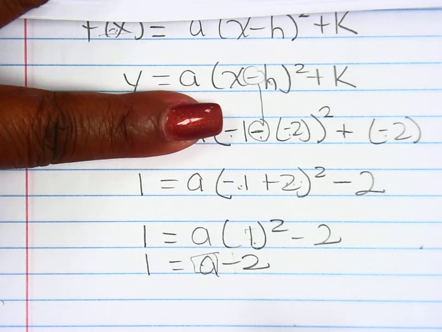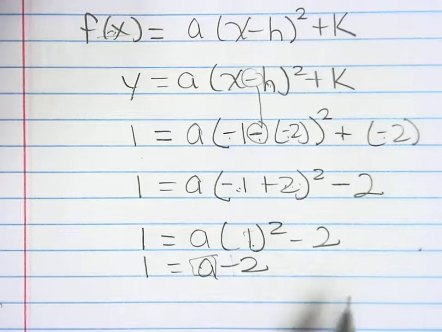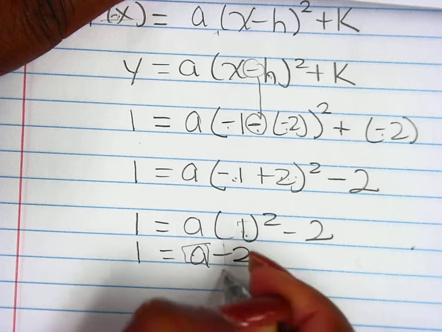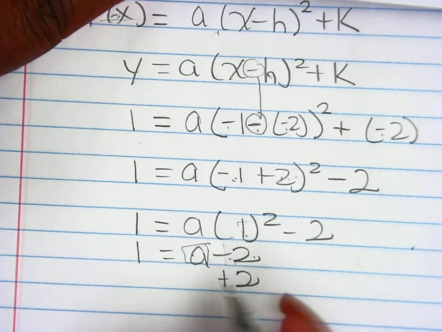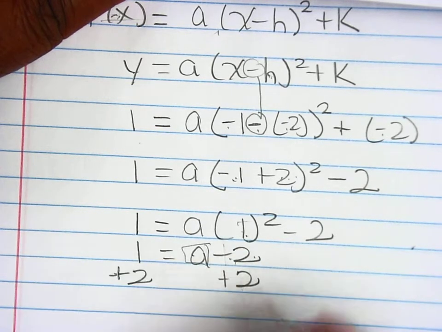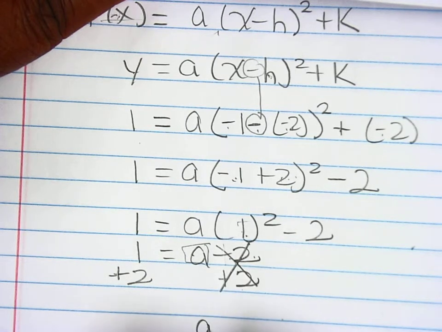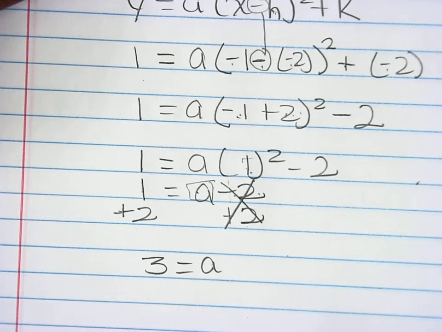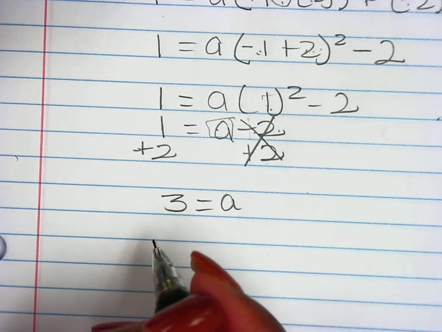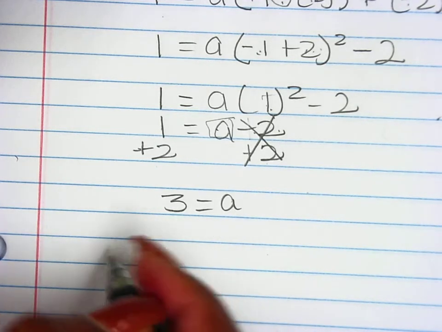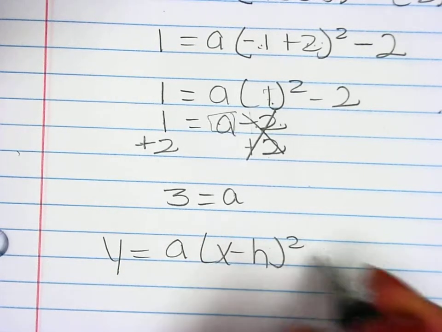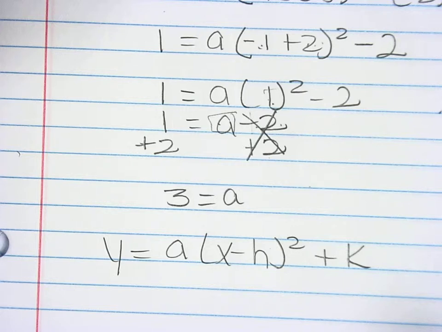I'm trying to get a by itself because I need a in order to write my equation in vertex form. Since I'm subtracting 2, I'm going to add 2 to both sides to cancel out those 2. So I isolated a. I have a as 1 plus 2, which is 3. Now I have a. So now I'm going back to the lovely y equals a times x minus h squared plus k. Now I'm ready to write my equation.